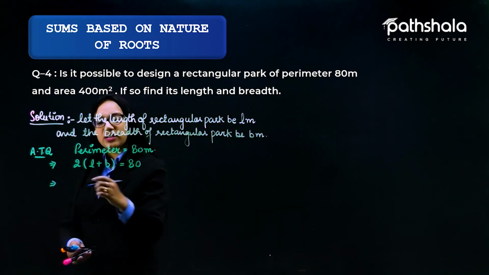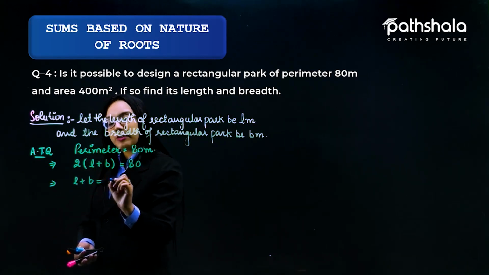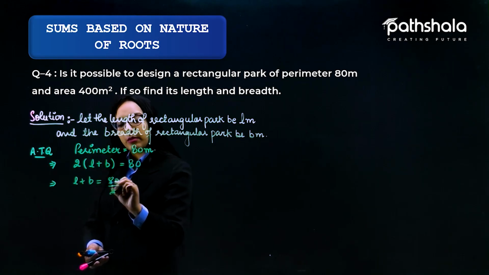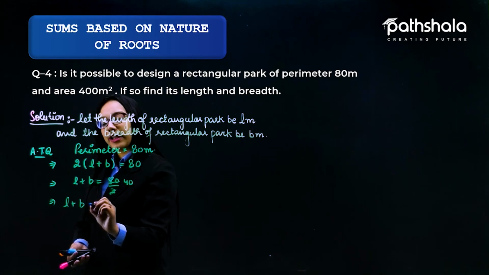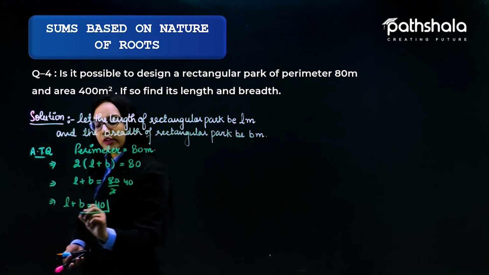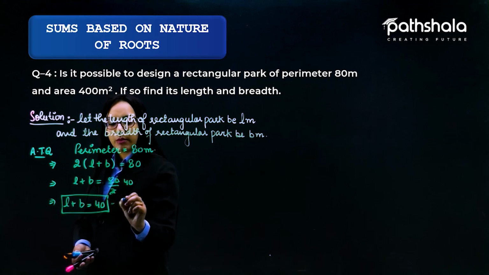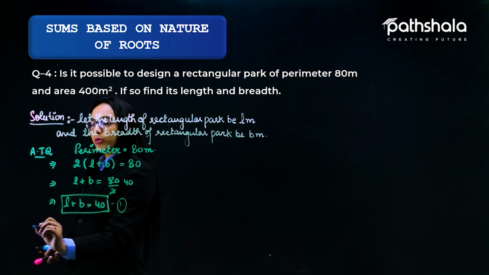Let's take 2 towards the other side. So this will be L plus B is equal to 80 by 2, which is 40. Hence we are getting the equation in terms of L and B: L plus B is equal to 40. Let us call this equation number 1. Now let's move further and talk about the second equation.